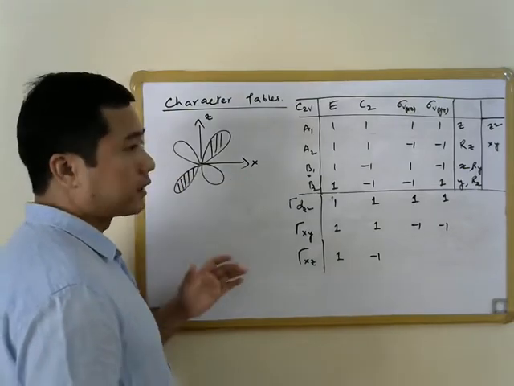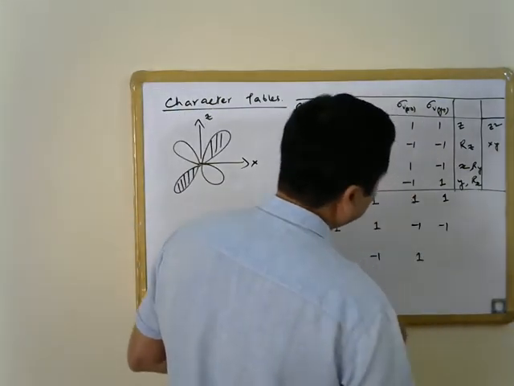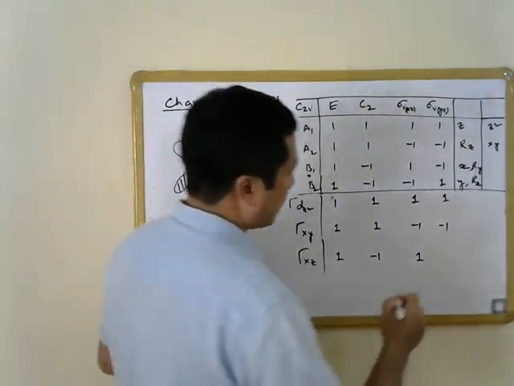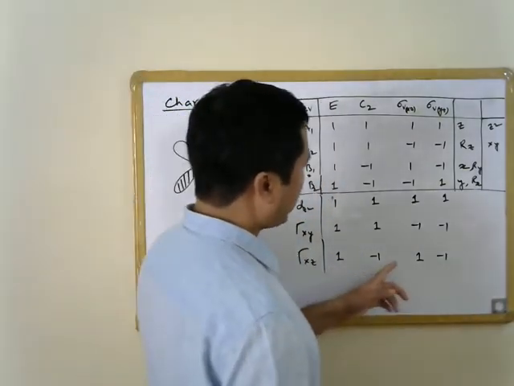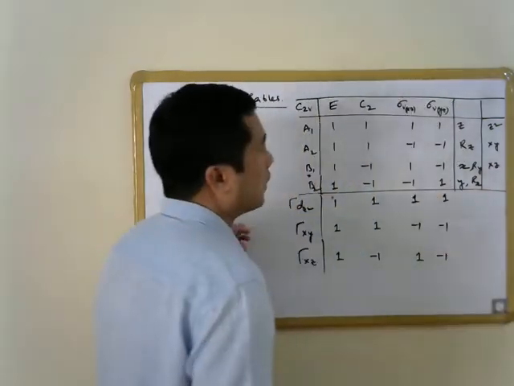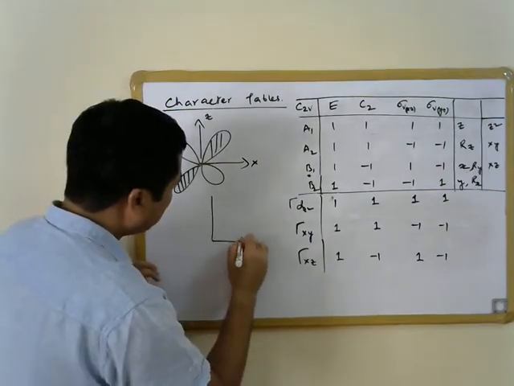Sigma v xz lies on the plane of the board, so the symmetry of the lobes does not change when we do sigma v xz. But when we do sigma v yz, it does change, and we have to write -1 here. So 1, -1, 1, -1, we know this is xz. So then let's also do sigma v yz.